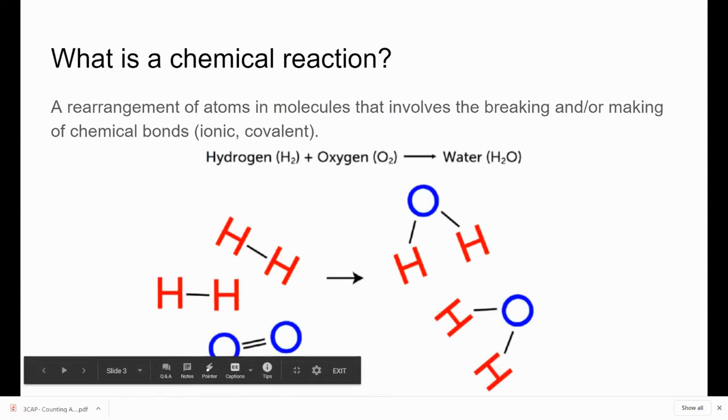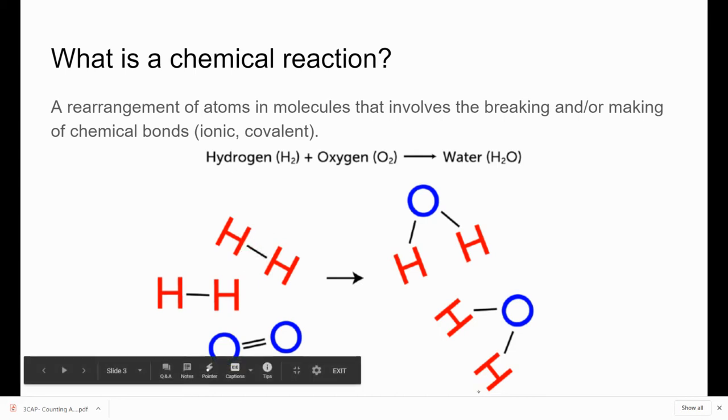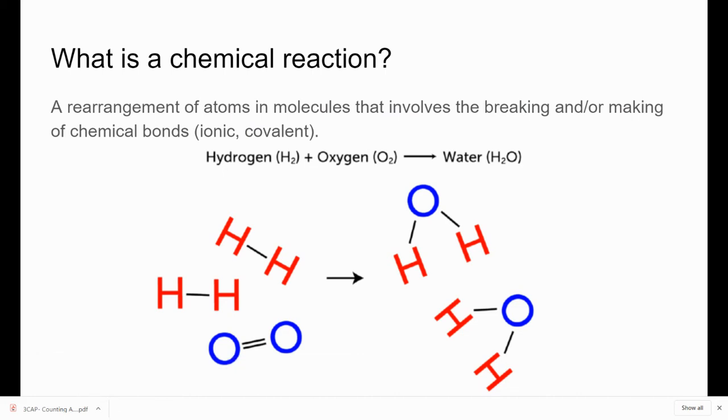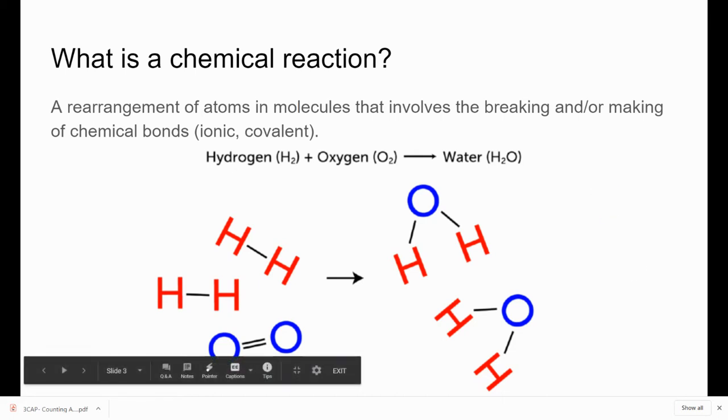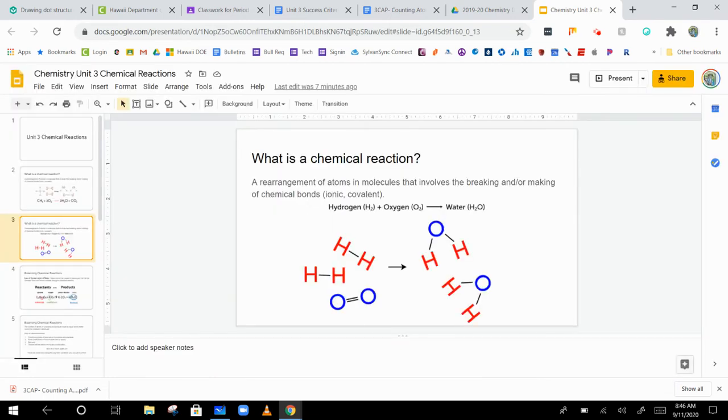So here's another example. We can have hydrogen reacting with oxygen to make water. Okay, so the bonds between the hydrogens at first are breaking, and same thing with the oxygens, and then we're making new bonds between the hydrogens and oxygens. So just two examples there. Okay, really simple. That's really it for a chemical reaction. That is what a chemical reaction is.